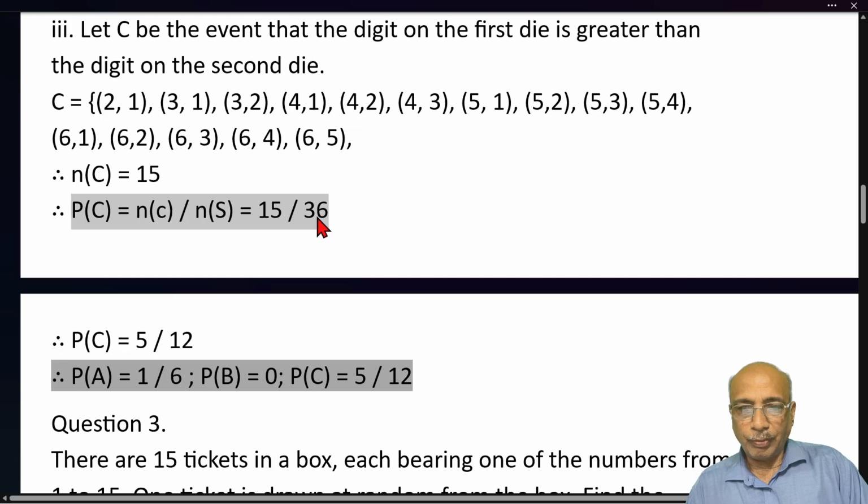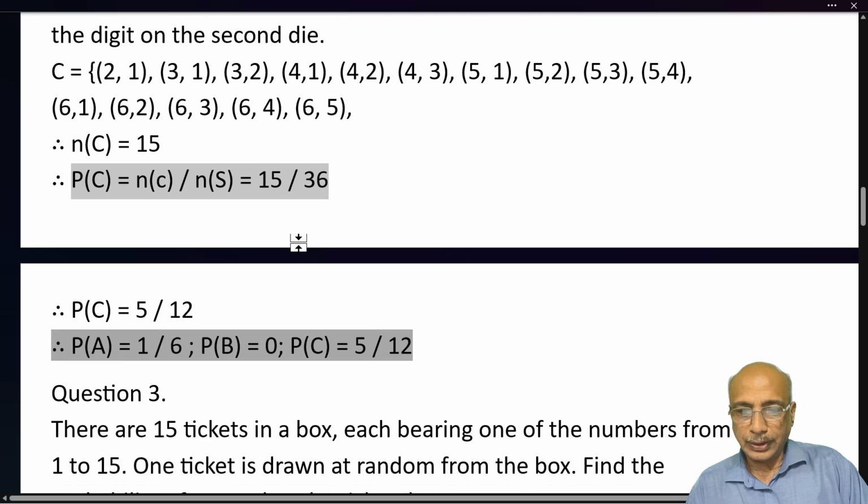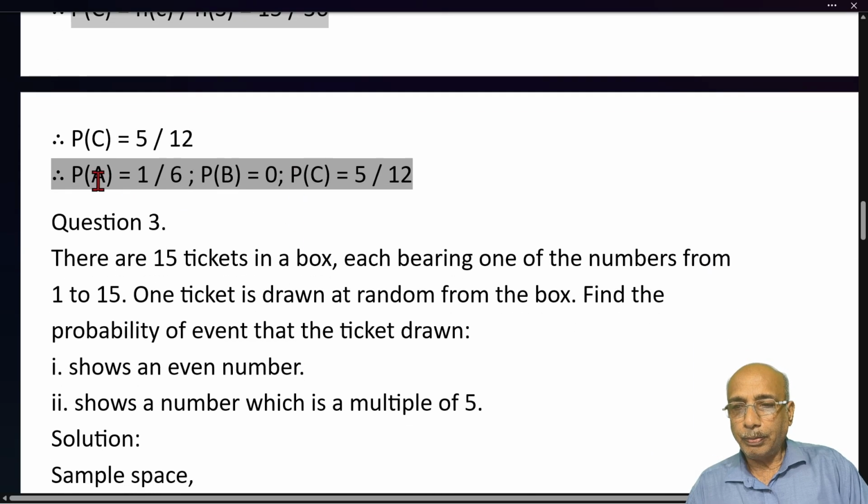3 5s are 15, 3 12s are 36. So here the probability P of A equals 1 by 6, P of B equals 0, P of C equals 5 by 12.